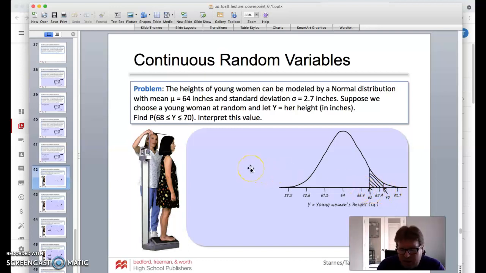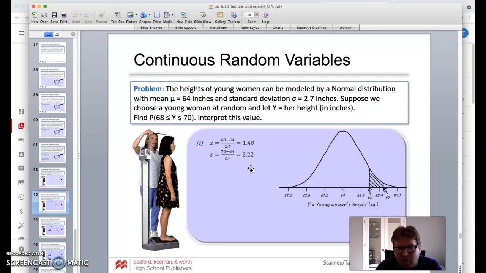All right, so now we have to go back. Remember our z-tables here. We have to figure out those z-scores, right? So we take the actual value minus the mean, divided by the standard deviation. For 68 inches, the z-score is 1.48. The other z-score, for 70, is going to be 2.22. So we go to our z-table and we can find those percentiles. 2.22 is 0.9868, and 1.48 corresponds to 0.9306. The difference there is 0.0562. That's how we can find the area under that curve, using those z-scores.